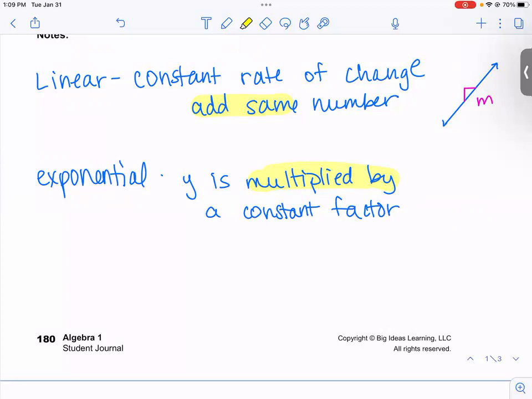So you need to be able to do two things. You need to be able to recognize that we have an exponential function, and you need to be able to evaluate an exponential function. So first, a linear function is going to be y equals mx plus b. Where an exponential function, our x is going to be in the exponent. Exponential. Exponent.